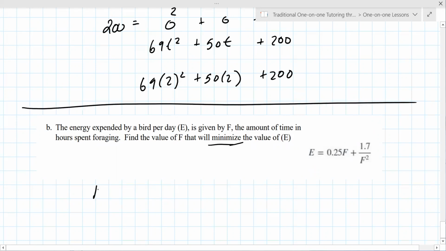So you have to be able to take a derivative, e prime. And again, I would recommend that you rewrite this as f to the -2 power for your derivative, not your antiderivative. So your derivative is 0.25 minus 3.4 f to the -3 power.